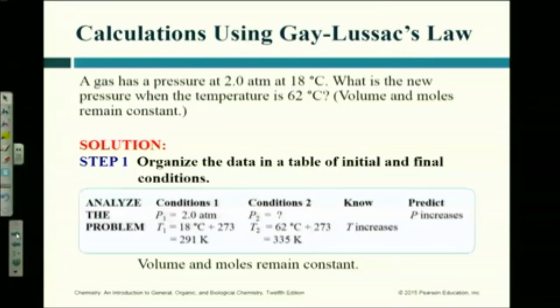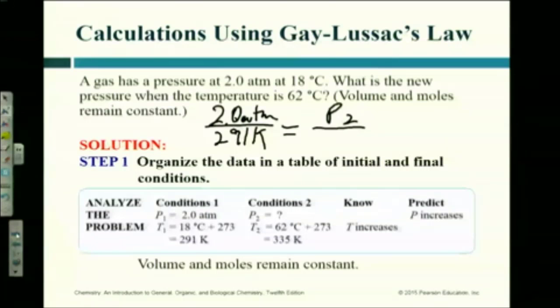So what do we have? P1 is 2.0 atmospheres. What's T1? 291? Is that right? Equals P2 over 335 Kelvin. So before I enter any numbers, I'm going to think, hey, the temperature went up some. Did it go up a whole lot? No. It went up a little bit.